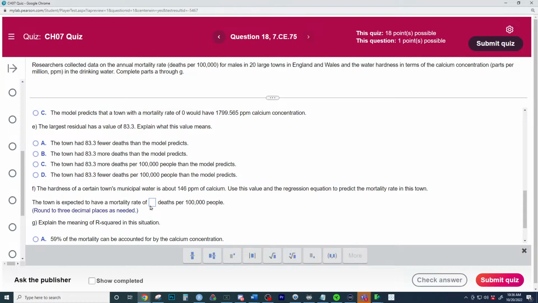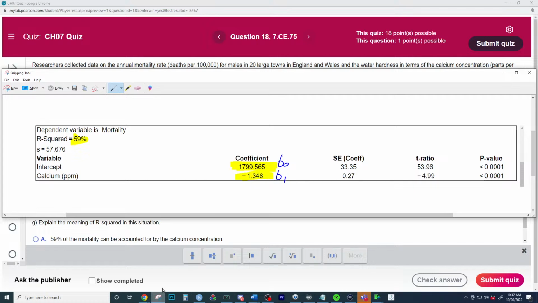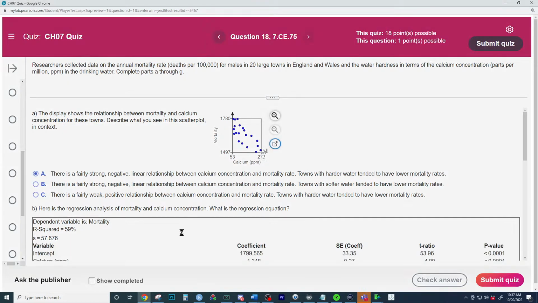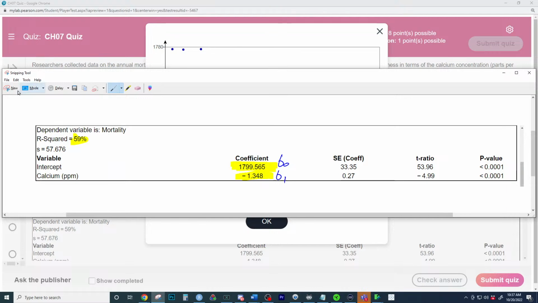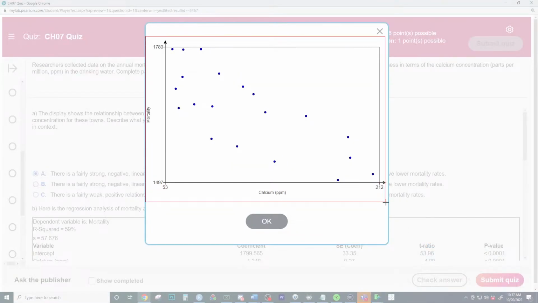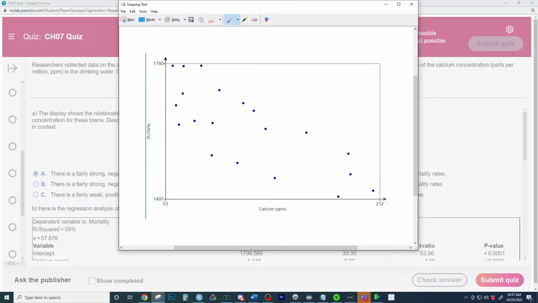The largest residual has a value of 83.3. What does this mean? If you go back and look at the model we drew, the largest residual is 83.3. And let's do a hypothetical.